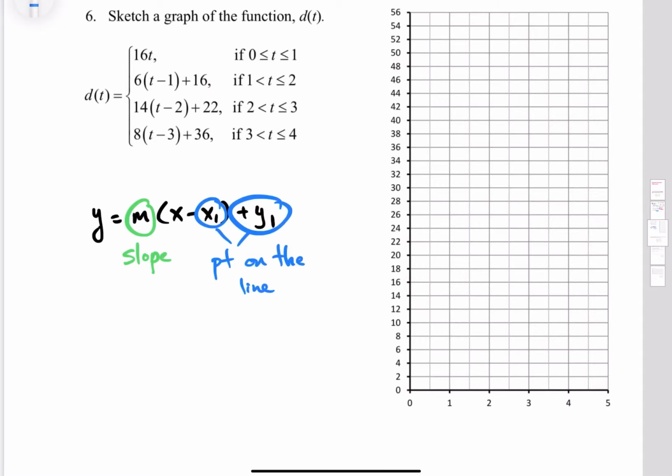Okay, so now that we have a point on the line and we have a slope, we can go ahead and graph each of these pieces. Now our x values are basically our time, and that time is measured in hours. And the y values are going to be the total distance, and that is measured in miles.